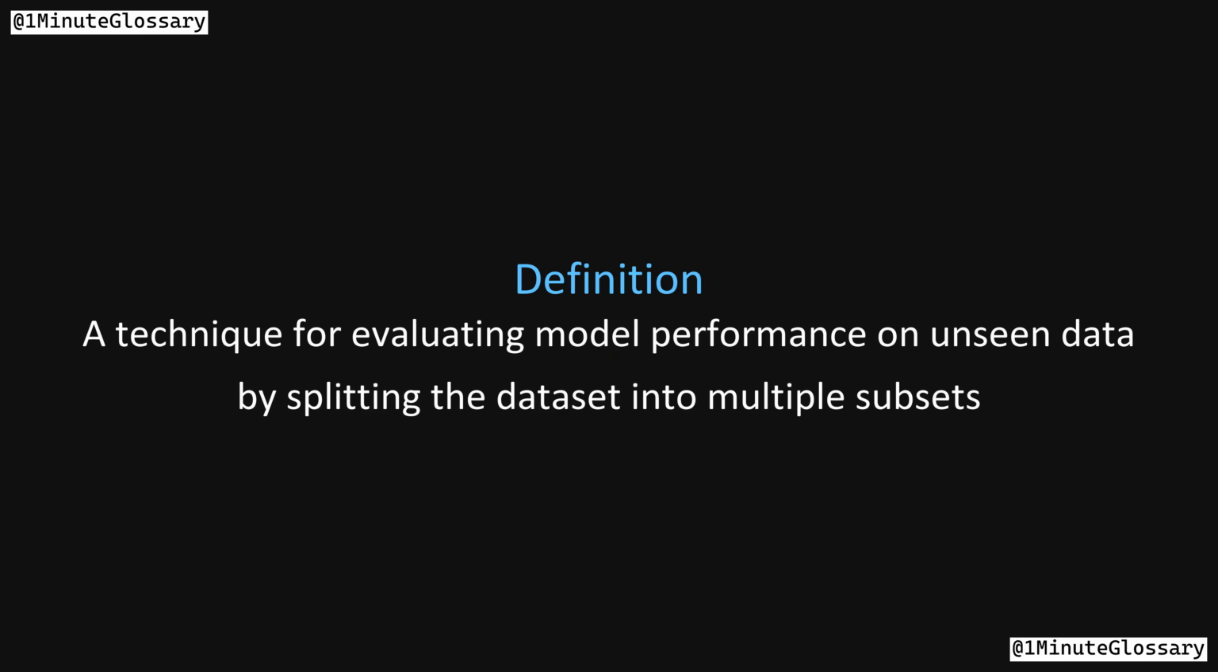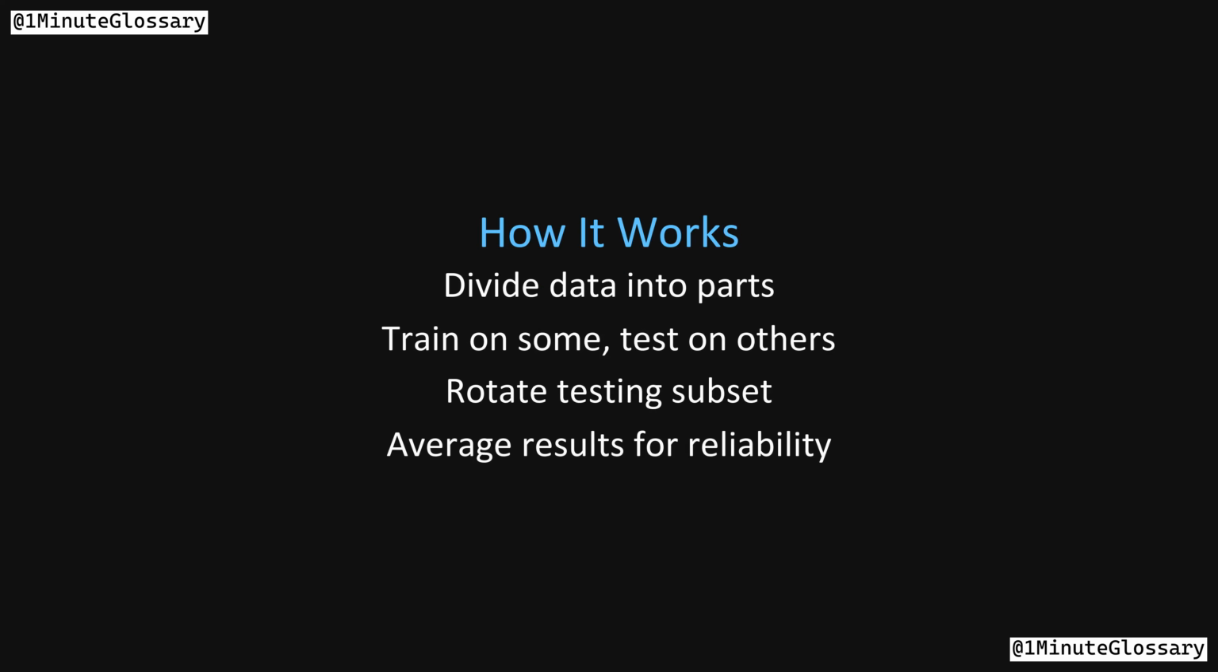Cross-validation is a technique for evaluating how well a machine learning model will perform on unseen data by splitting the dataset into multiple subsets and testing the model on each subset separately. Think of it like testing a student multiple times with different question sets instead of just one final exam.